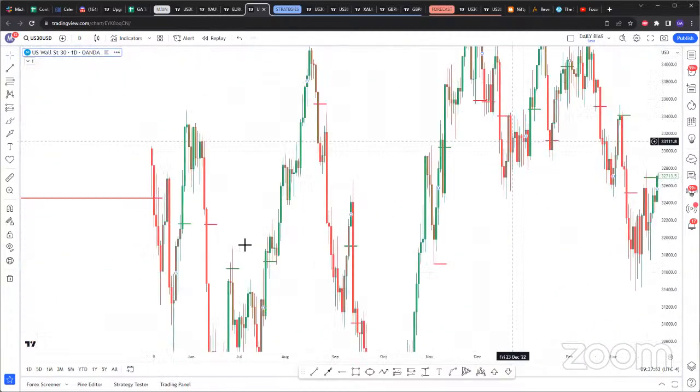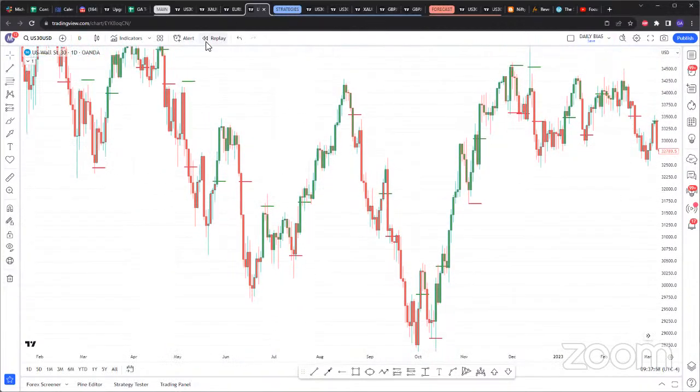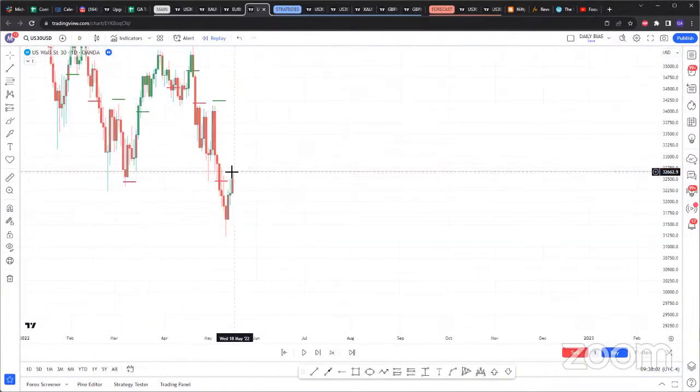Let me put one chart right here for US 30, and I'll just replay the daily candles from a random area. Let me start right there. So this is 16th May 2022.